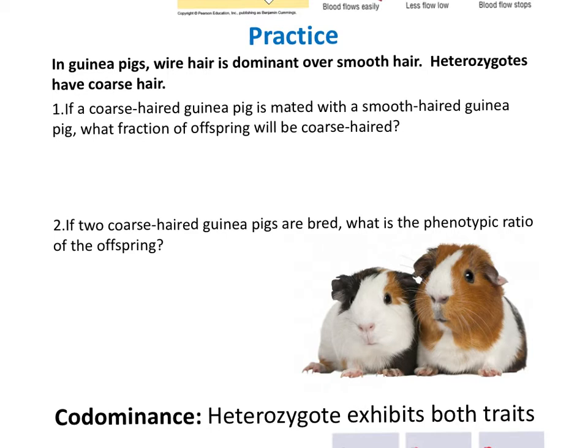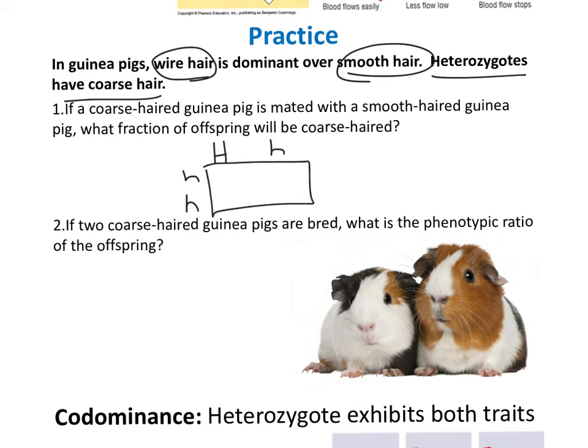how you did. So I can identify that I'm looking at an incomplete dominant question because the heterozygote is neither dominant nor recessive, but rather it's halfway between, coarse-haired. So I've got this coarse-haired guinea pig, so he's going to be heterozygous, mated with a smooth-haired. Smooth-haired, it tells me above, is recessive. So I've got my Punnett square. I would always draw them.